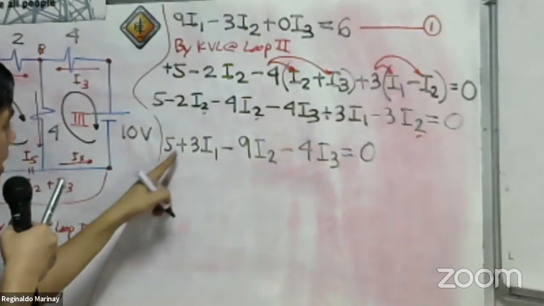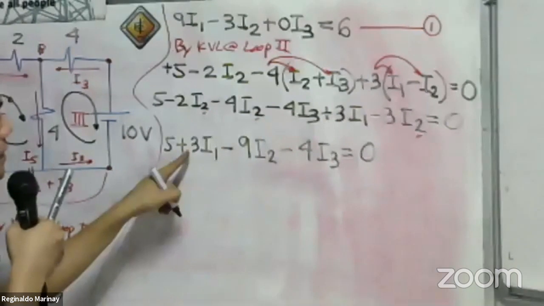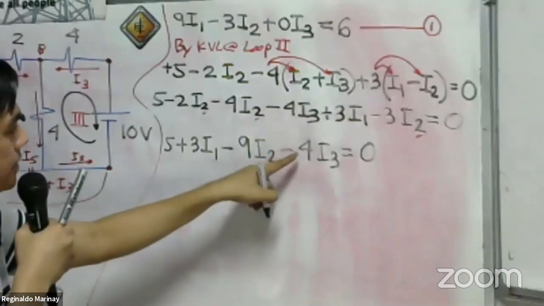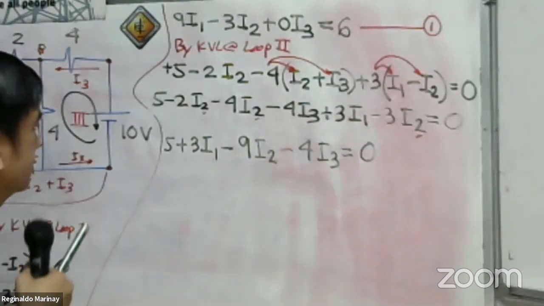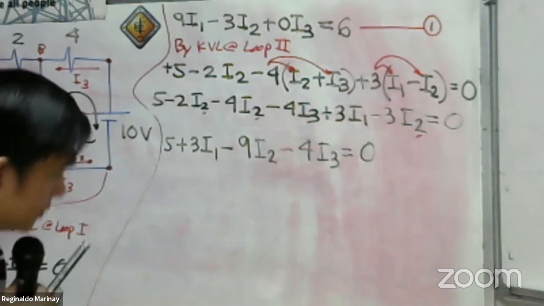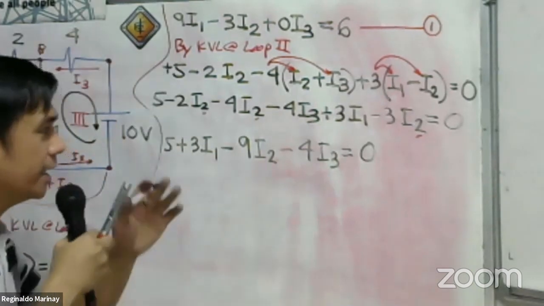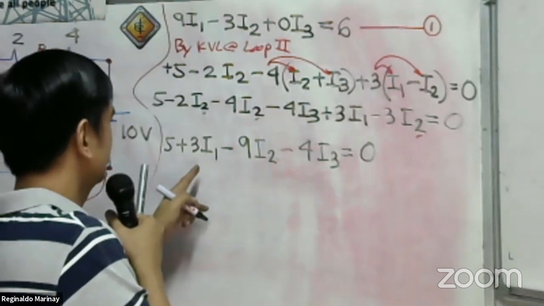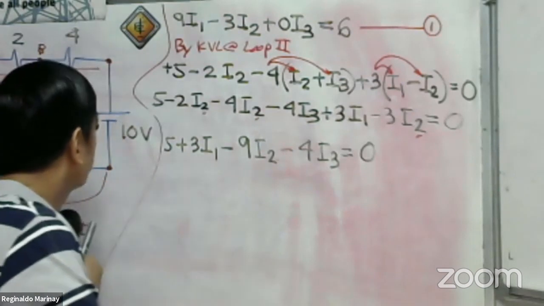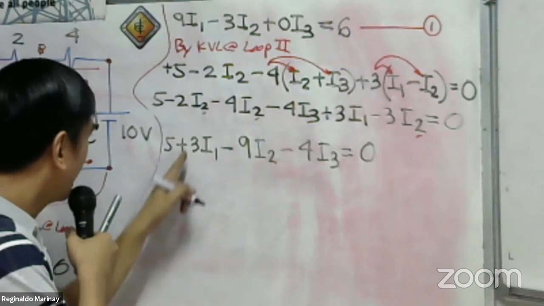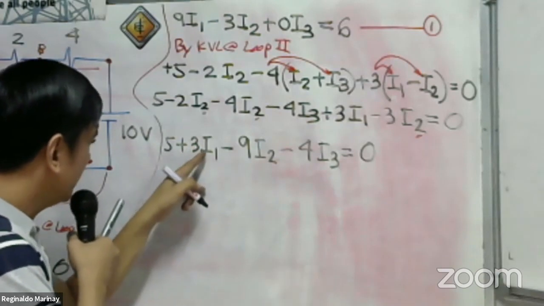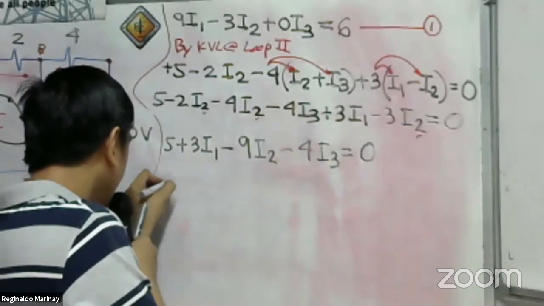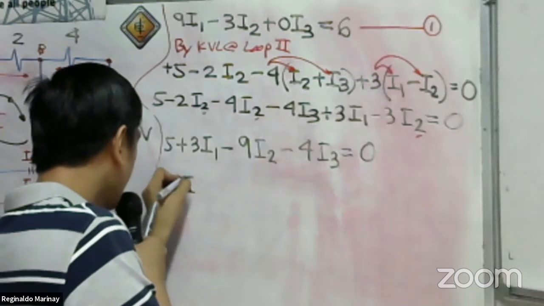See? We have 5, 3 I sub 1. Then we have negative 9 I sub 2. Then we have negative 4 I sub 3. Okay? So let us continue. Let us reduce the negativity. Okay? So I will just transpose. I will transpose this positive 3. I said I reduced, but this becomes negative. Okay. So this is negative 3 I sub 1.